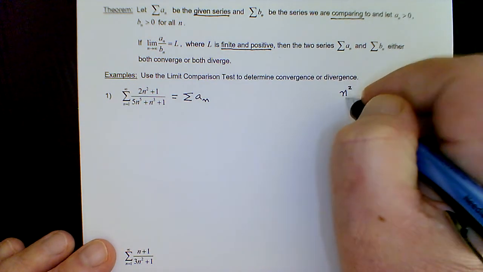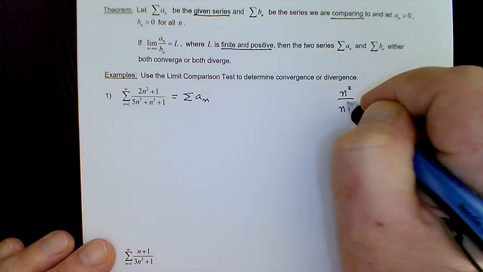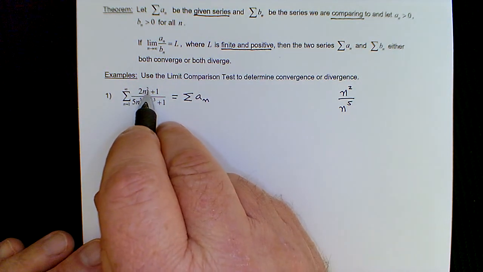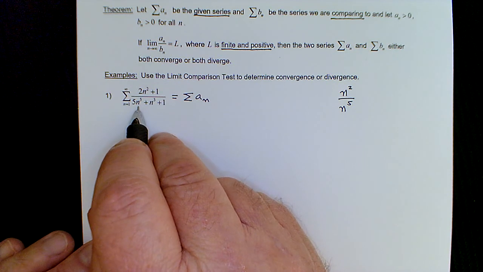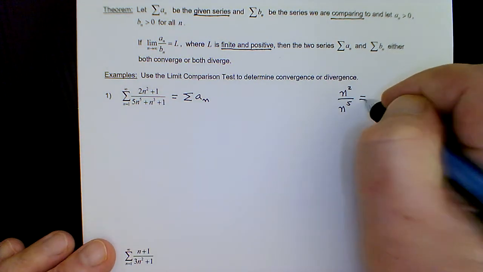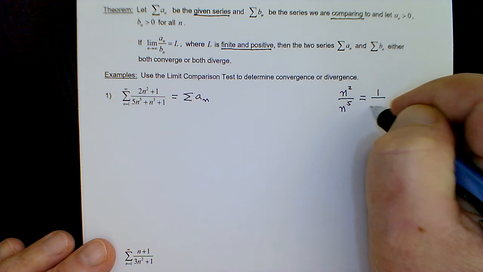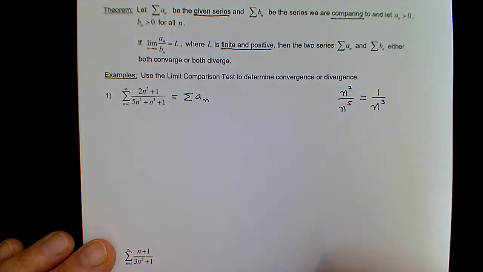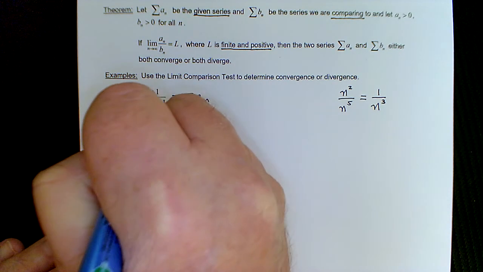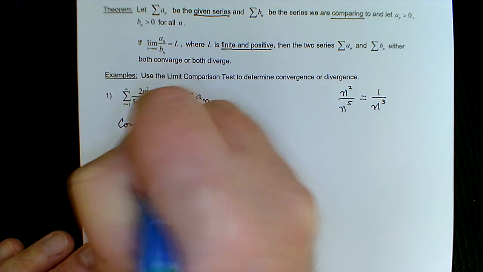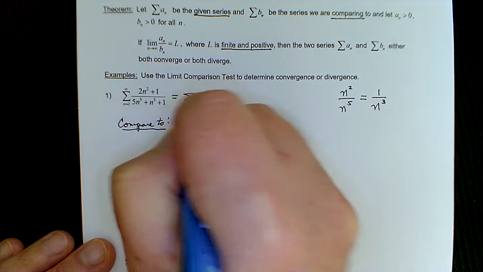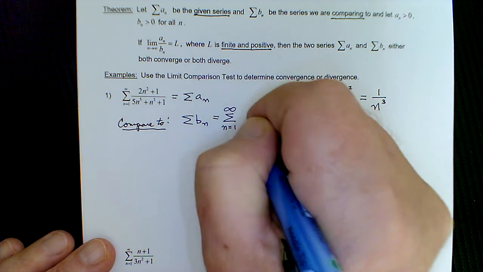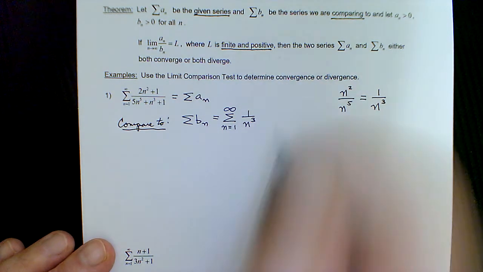So in this case, n squared over n to the fifth. You don't even worry about the coefficients. You just take the highest power in the numerator over the highest power in the denominator, and then simplify that ratio to be a p-series. And canceling two factors of n, we get 1 over n cubed. So therefore, we're going to compare this to the sum of the b sub n, which we'll take to be the sum as n goes from 1 to infinity of 1 over n cubed.